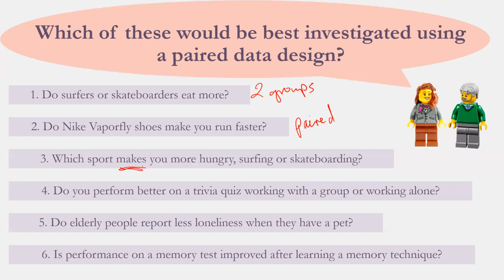So you could randomly allocate to two groups, make one group go out surfing, one group go out skateboarding, and then put them in front of a buffet and see who eats more. But again, there are quite big individual differences between people and how much they eat. So it might be better to randomly allocate everyone to go surfing or skateboarding one day, and then the next day put them in the other, send them out for the other sport, and then compare for each person as a paired design, which sport had them eating more, or the difference between how much they ate after each sport.